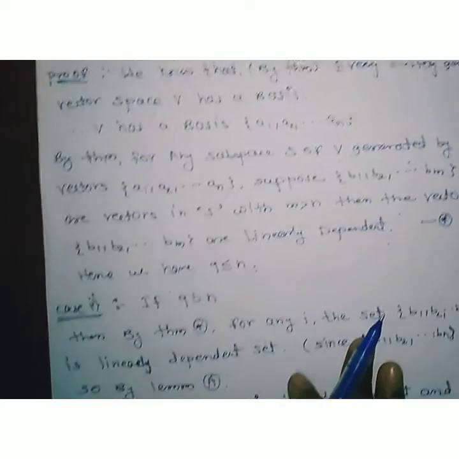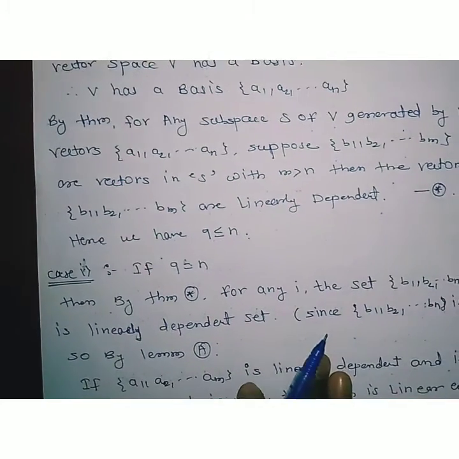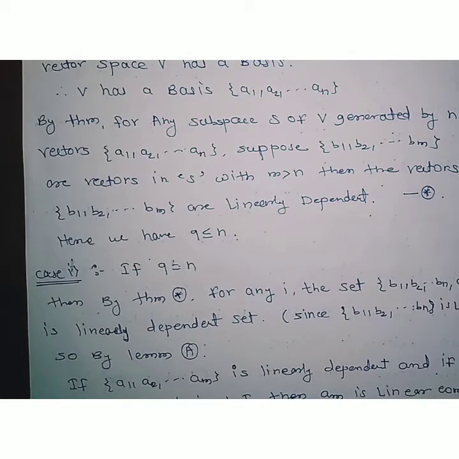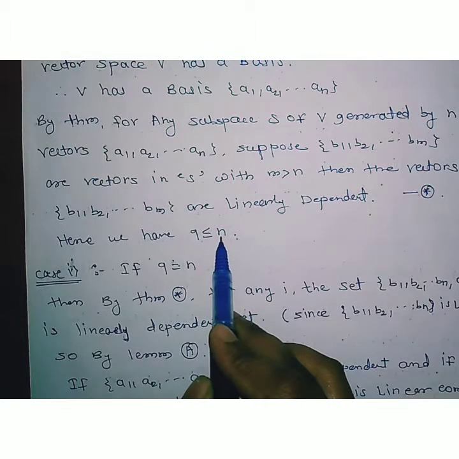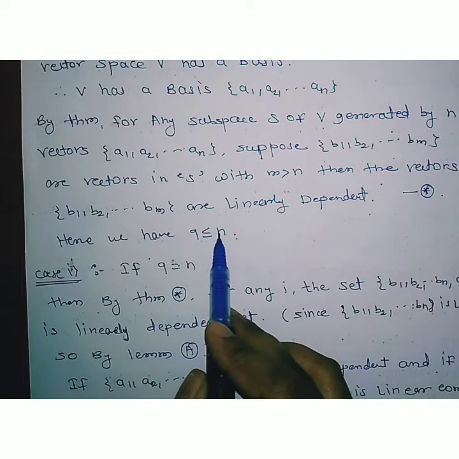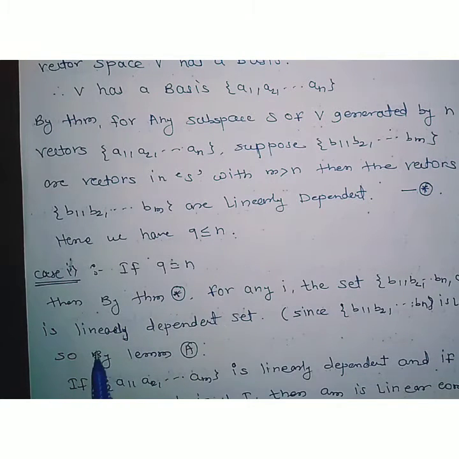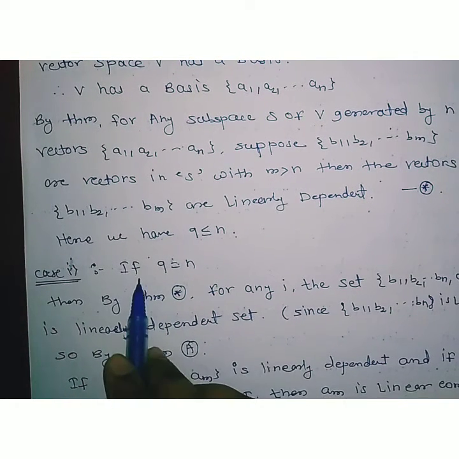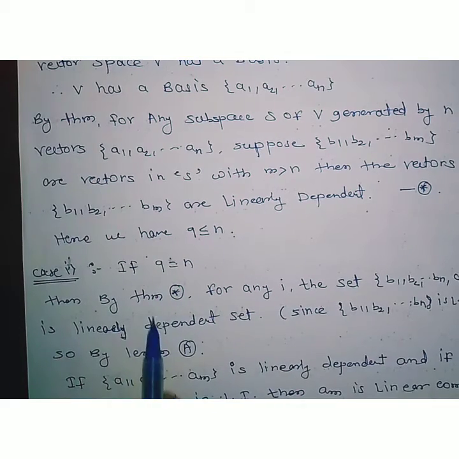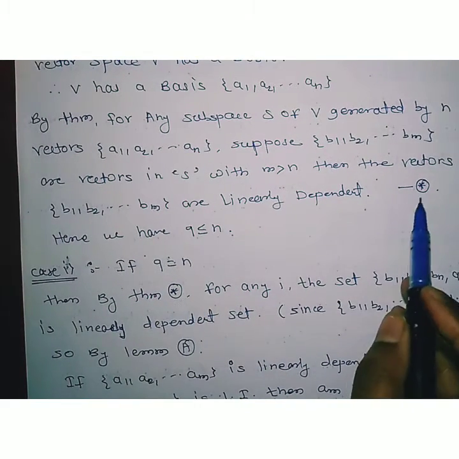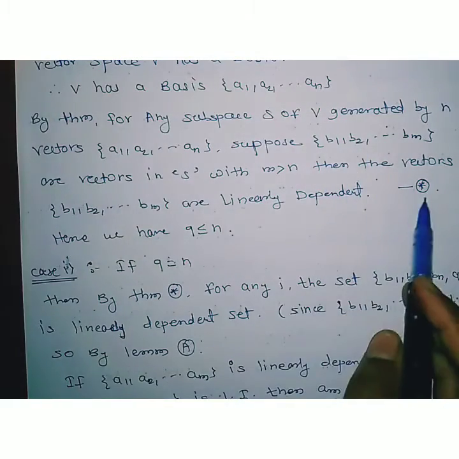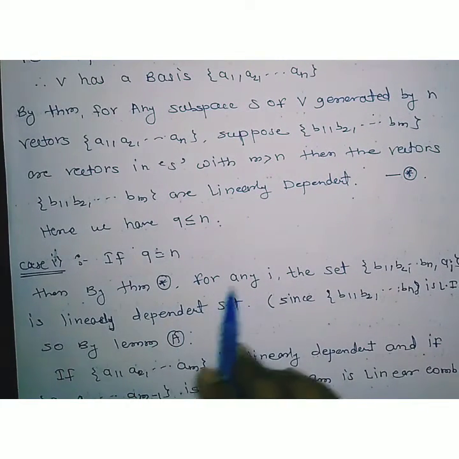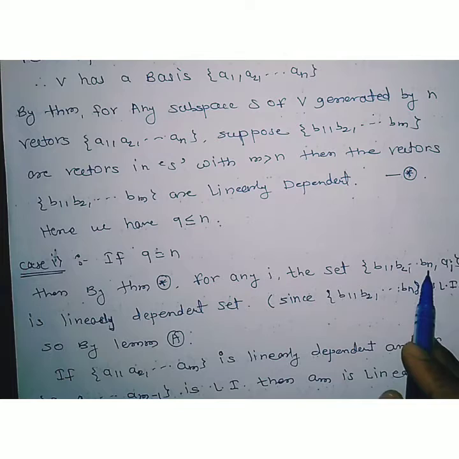Now consider the cases. We have to show that this set can form a basis of the vector space V. Since we are given q less than or equal to n, it means q is equal to n or q is strictly less than n. Now first consider the first case. If q is equal to n, then by theorem star, which theorem? This theorem is your star. Now by theorem star, for any i, the set b1, b2, ..., bn, ai is a linearly dependent set.